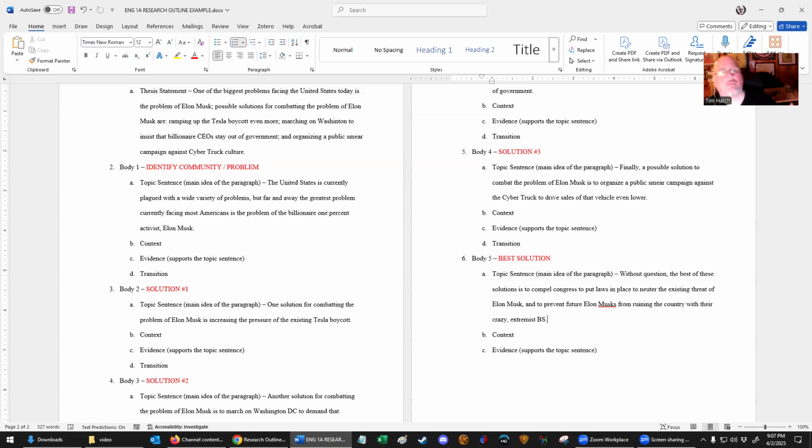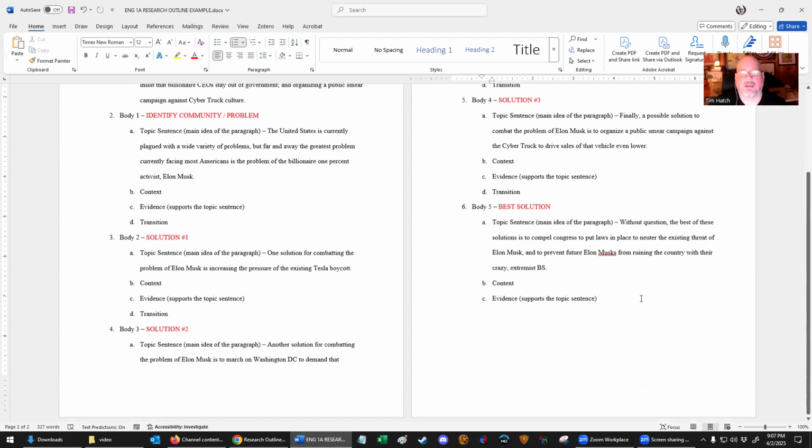anyway, but obviously the most effective one of these solutions is going to be to actually change the law to keep billionaires out of our friggin' government, so that they cannot divert public resources away from those of us who actually desperately need them. Okay, so those are my topic sentences for all of these.